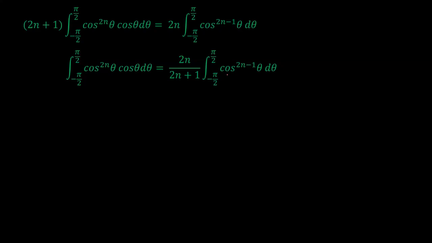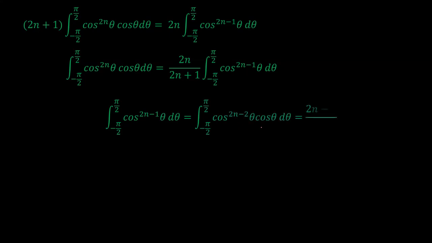And see, this process can repeat itself again. And so we do essentially have a recursive process going on here, since the integral of cosine to the power 2n minus 1 is the same as 2n minus 2 over 2n minus 1 times the integral of cosine to the power 2n minus 3, and that process continues.